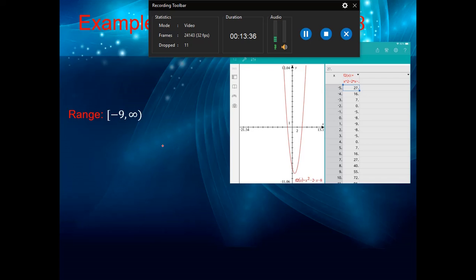The range, we're traveling along the y-axis. We begin graphing at negative 9, and that is included. And as the graph opens up, we are headed towards positive infinity. So don't forget your bracket to show that negative 9 is included.